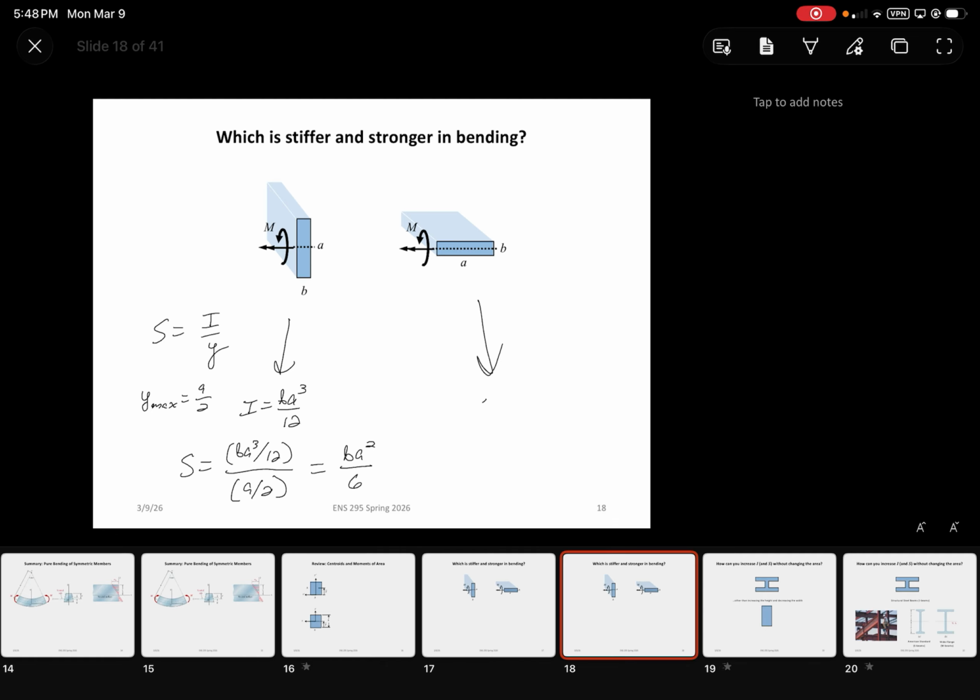In a similar way, we could follow all of the steps that we did previously for that, and we would be left with Y max for this equaling B over 2. I is equal to AB cubed over 12. So this would just be B squared A over 6.